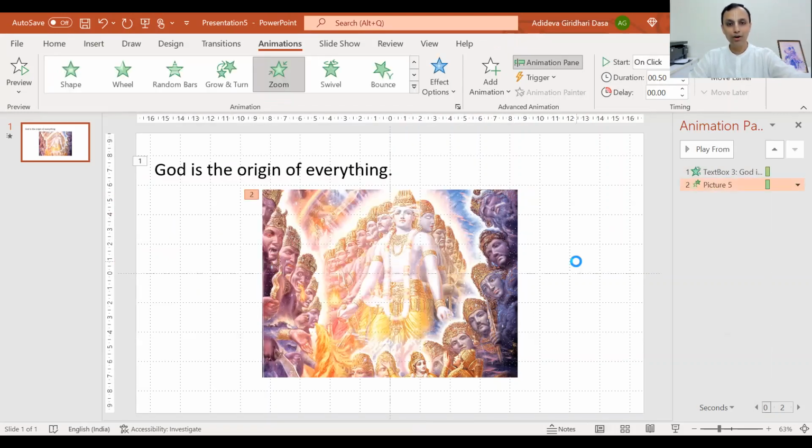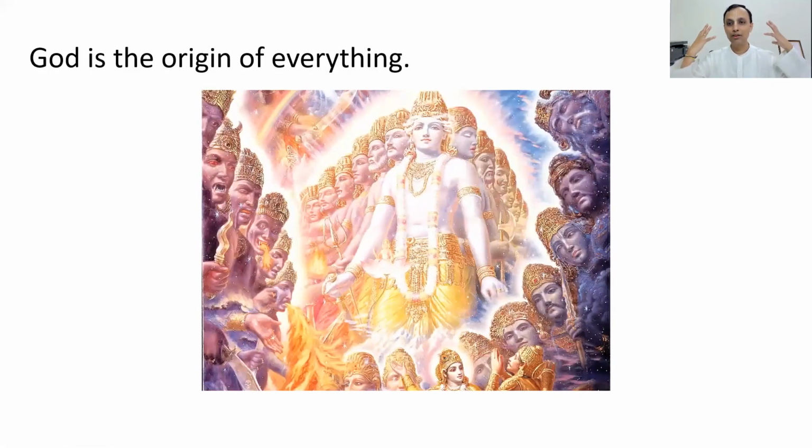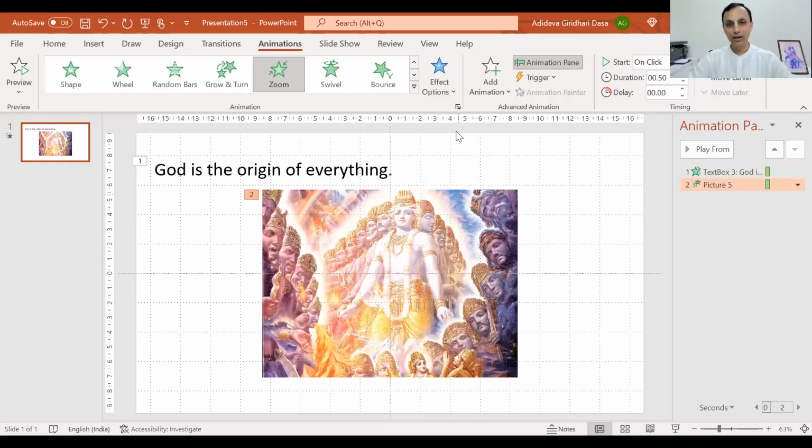So when you open your slide and go to the slideshow, it's blank. On the first click, this text comes, and then on the next click, the image comes like this. Okay, so how cool is this?